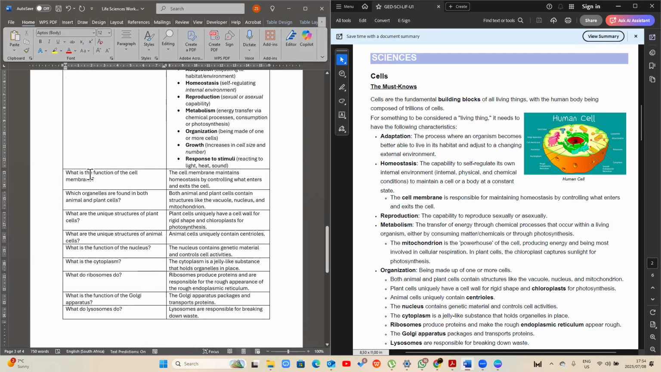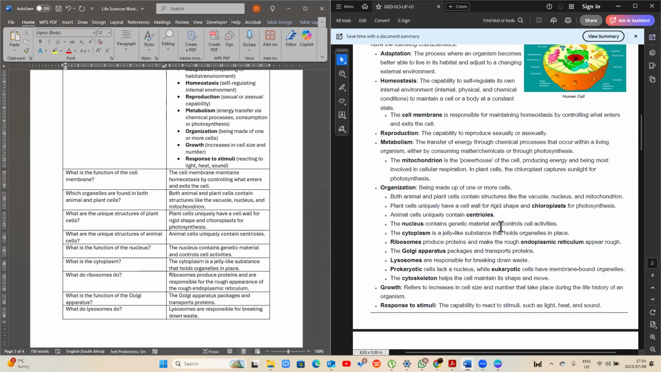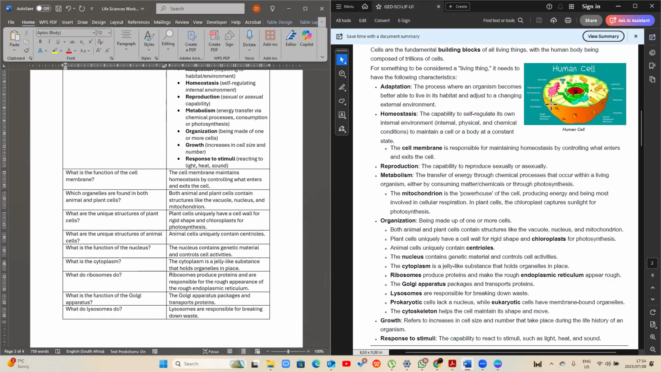Next, we also need to take a look at the different parts of a cell. Here, we're going to take a look at all the important bits on the diagram that you'll find in your study unit. Firstly, the cell membrane. The function of the cell membrane is not only to control what enters and exits the cell, so it's like the wall that protects what's inside the cell, it's also going to make sure to maintain homeostasis. This means that the cell membrane is responsible for regulating whatever is within the cell. It's keeping it stable.